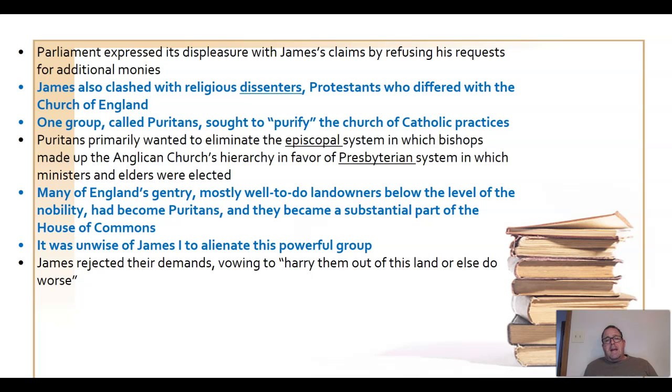And he does not deal well with these Puritans, and it should be noted who some of the leading Puritans are. There are many of England's gentry, who are those well-to-do landowners, sort of below the level of the nobility, but that make up a substantial part of the House of Commons. So this was certainly unwise of him to attempt to persecute them as he did.